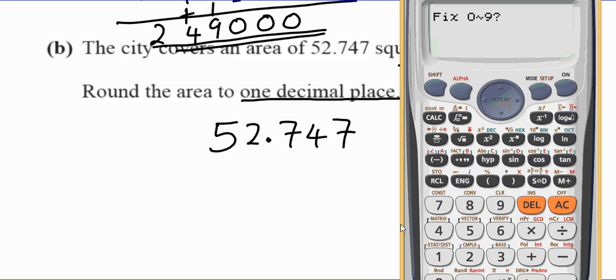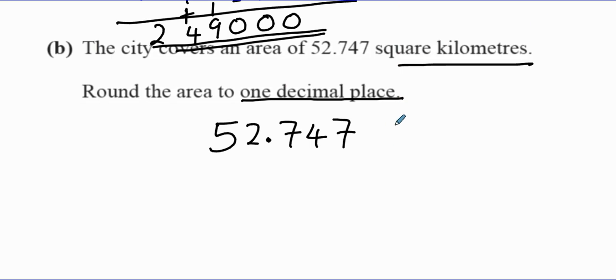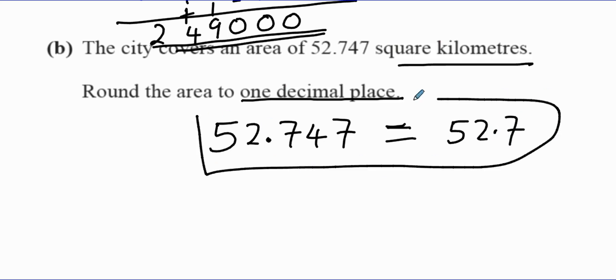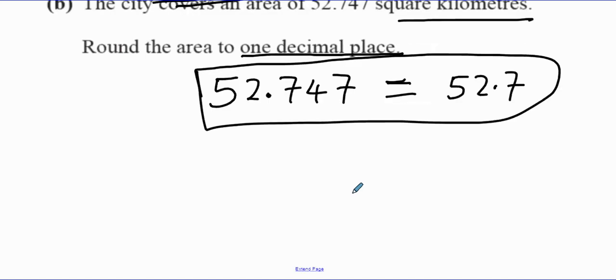For 1 decimal place, you press button 1. Now, when you press button 1, automatically the calculator will give you the answer, which is rounded to 1 decimal place. And the answer is 52.8. So here, you write, this is equal to 52.8.